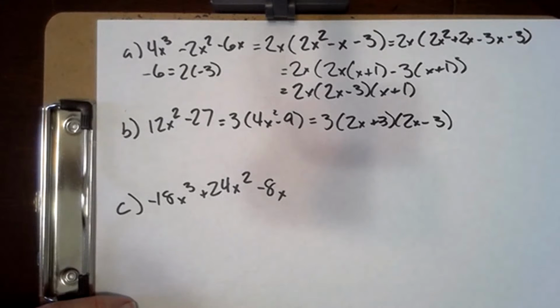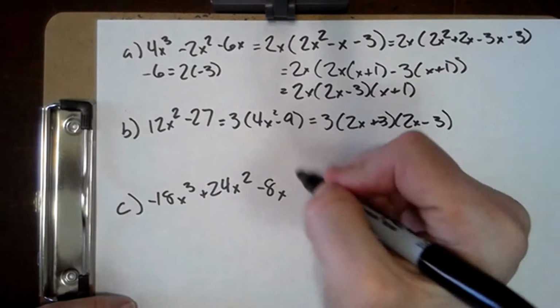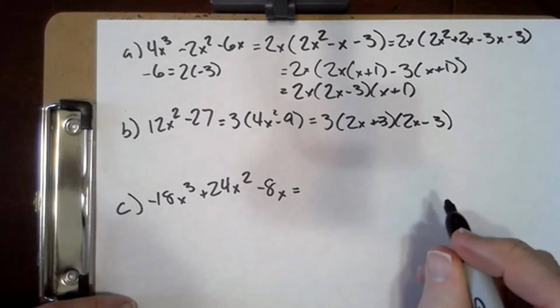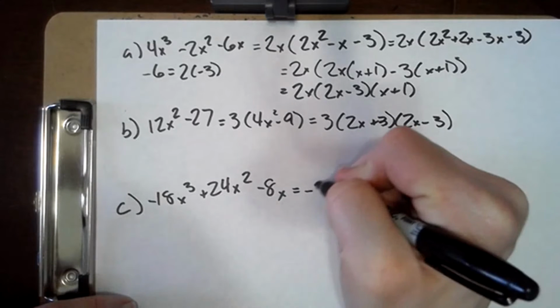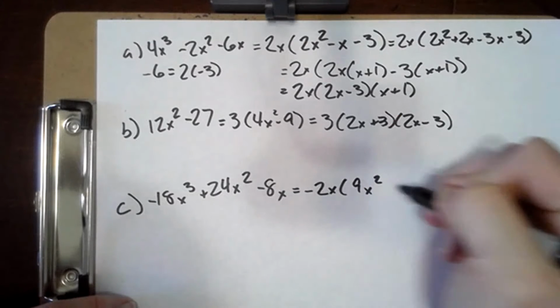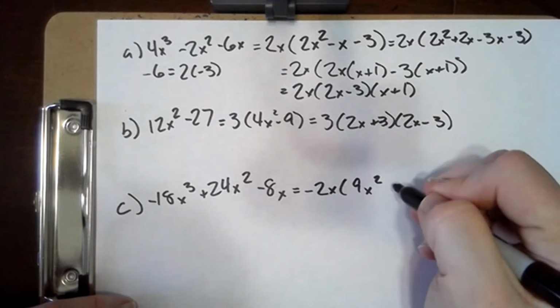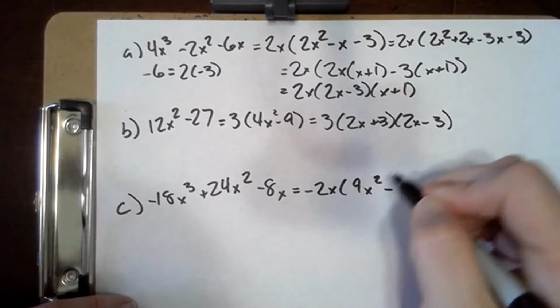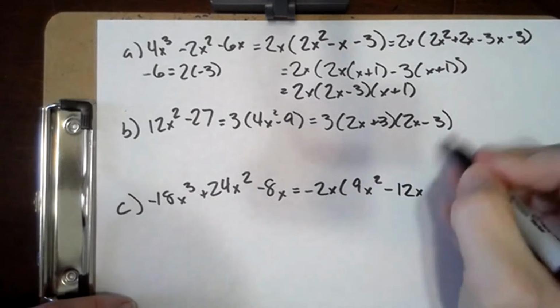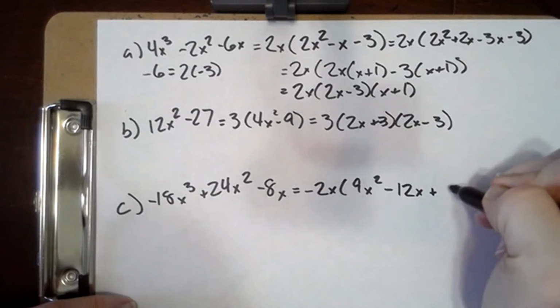Finally, we've got negative 18x cubed plus 24x squared minus 8x. I start by factoring out a negative 2x from each term. So that's negative 2x times 9x squared minus 12x plus 4.